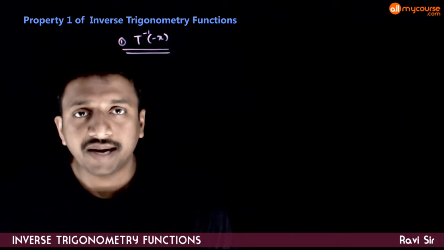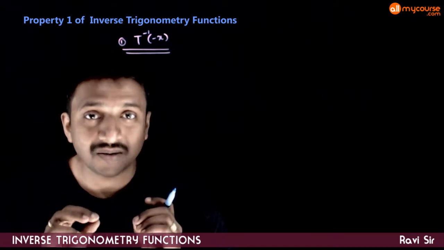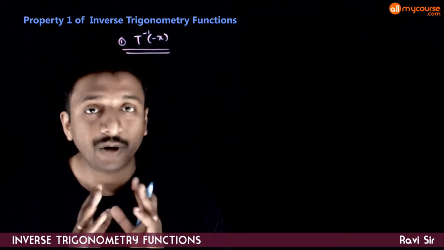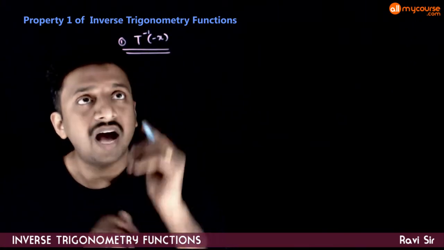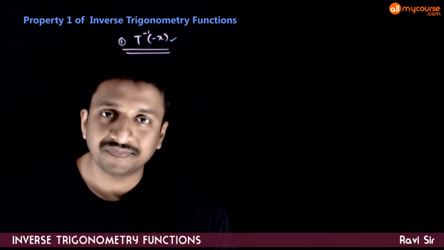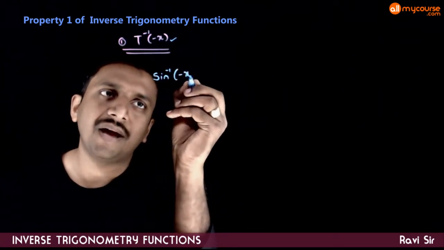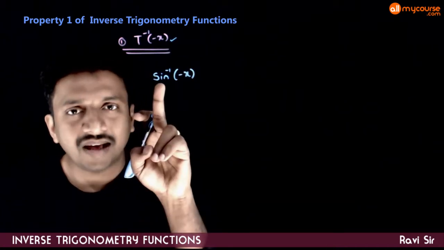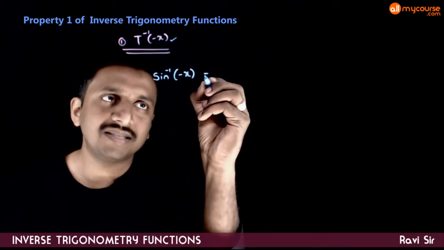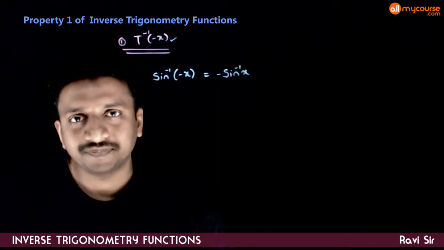So let us now look at some of the standard properties or methods of standard simplifications of inverse trigonometric functions. The first property that we are going to look at is how to simplify inverse functions corresponding to minus x. Is sine inverse of minus x. So whenever you have sine inverse of minus x, how do you simplify it? The formula is sine inverse of minus x is minus sine inverse x.